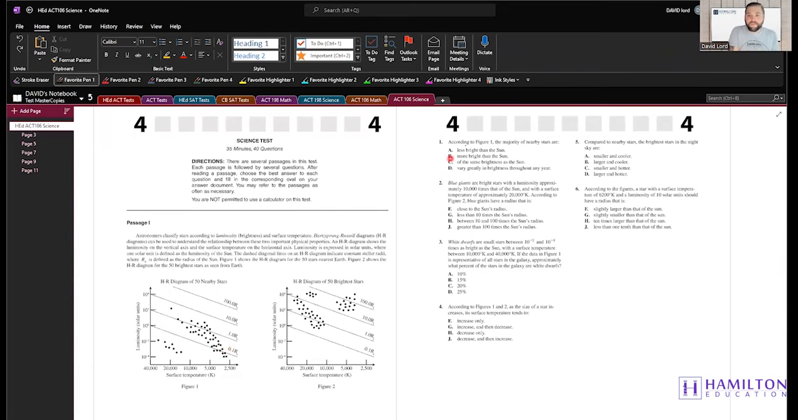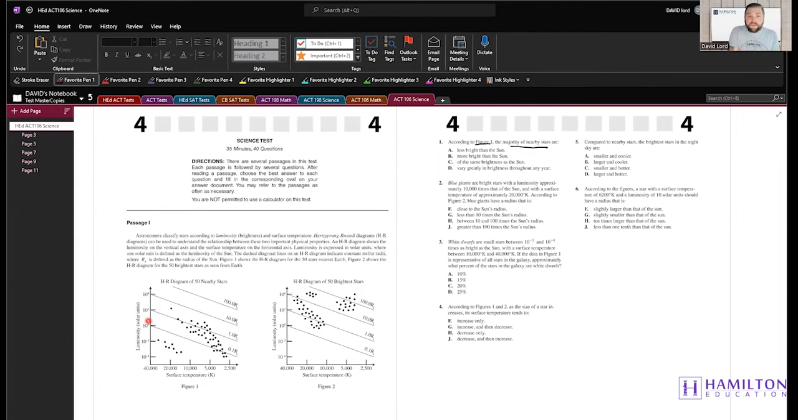Question 1. According to figure 1, the majority of the nearby stars are which of the following? Less bright, more bright, the same brightness, or vary greatly in brightness throughout the year. Okay, so for this one, figure 1, I notice it says HR diagram, 50 nearby stars. We have luminosity here, which is brightness, and then surface temperature, which is K. And I also notice that there are these diagonal axes that are R.